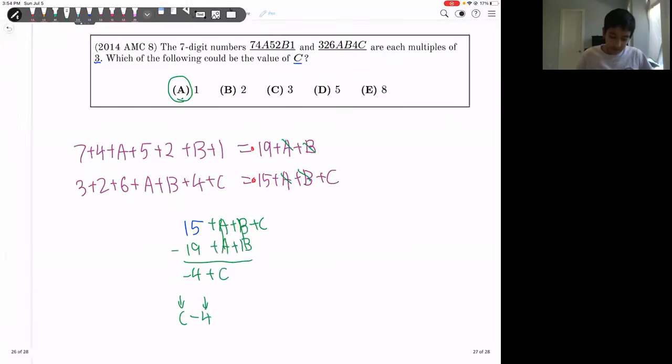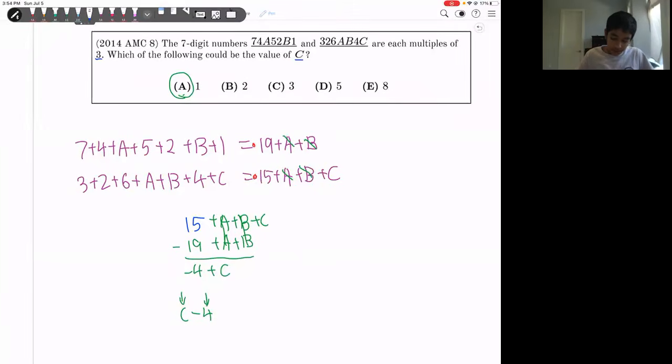Wait, I got a question on the last problem. Why don't you do 19 minus 15? If you do 19 minus 15, then we get a negative C term. It would be the same thing, essentially. Then you get 4 minus C, and then you can do the same thing here. It doesn't really matter what you do. You can do either thing. But even from here, you can find that C is 1. So you can do either if you want. The thing is just subtract one from the other to eliminate the A and B terms.